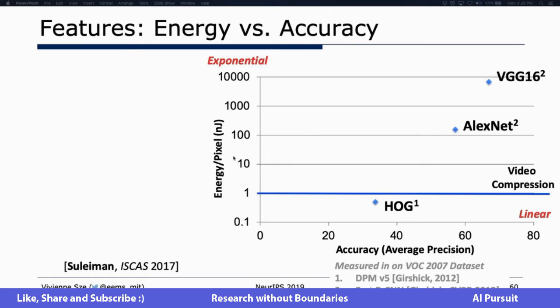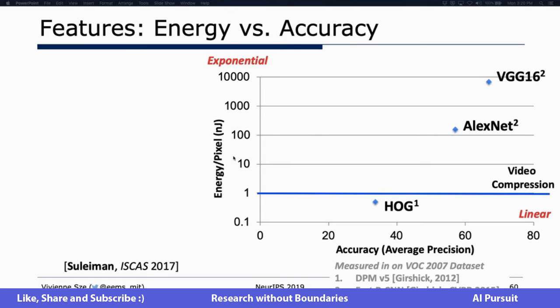So shown here is a plot. On the x-axis, it's the accuracy. On the y-axis, it's the energy consumption, and this is for an object detection task. We've measured the energy for various different approaches to object detection with various different features. You can use the HOG-based approach, which was popular before all this neural network stuff kicked back up. And then you have AlexNet and VGG, for example.